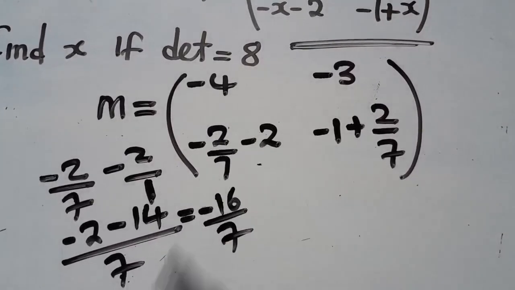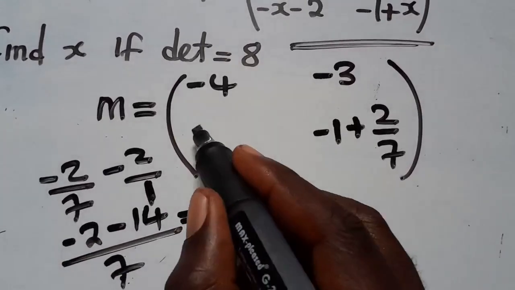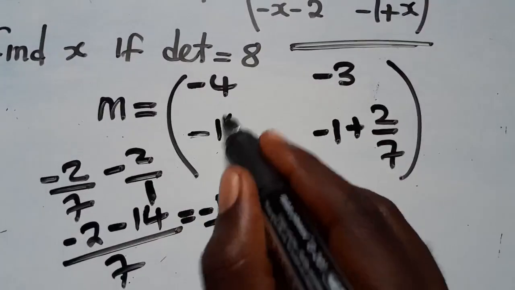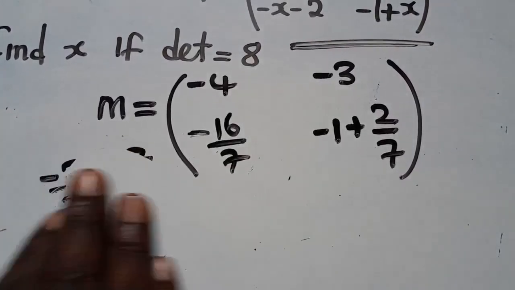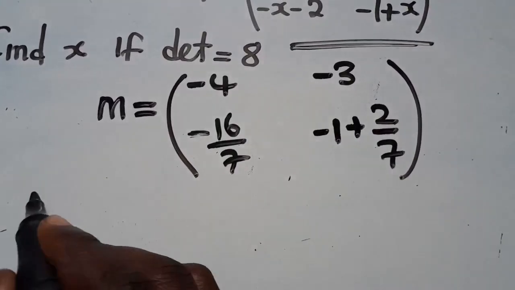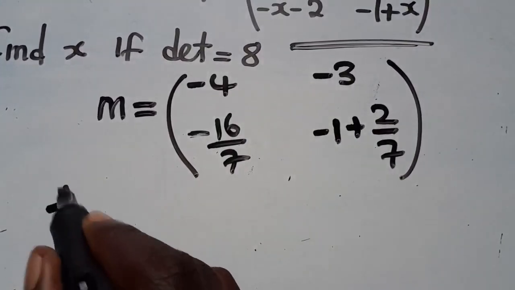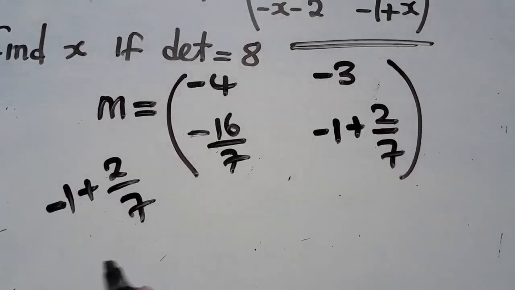That's the one we are going to put there. So you put negative 16 over 7. You are done with that. Then we also work out this part. That is negative 1 plus 2 over 7.